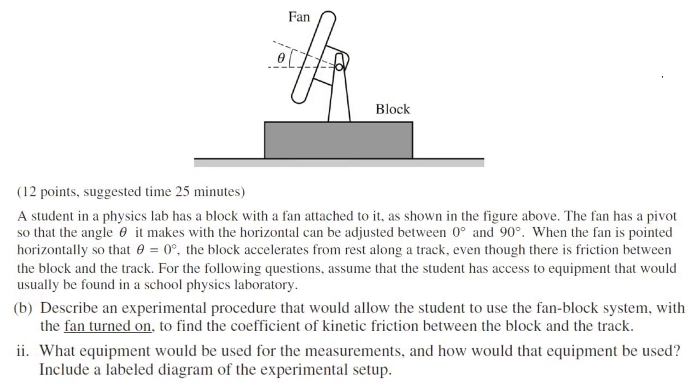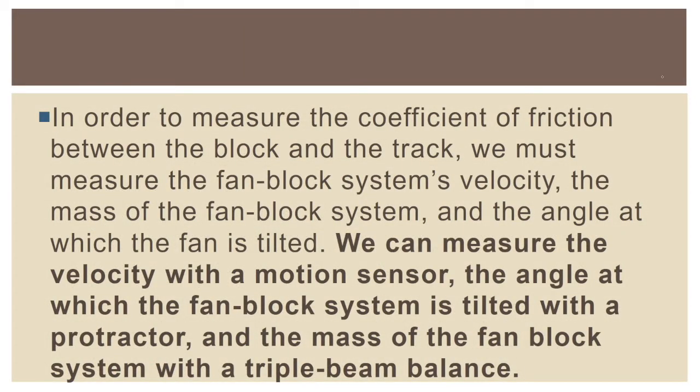Now, of course, the next part says, what equipment are you going to use and how would that equipment be used? Include a labeled diagram of the experimental setup. I wrote here, in order to measure the coefficient of friction between the block and the track, we must measure the fan block system's velocity, the mass of the fan block system, and the angle at which the fan is tilted. We can measure the velocity with a motion sensor, the angle at which the fan block system is tilted with the protractor, and the mass of the fan block system with the triple beam balance.